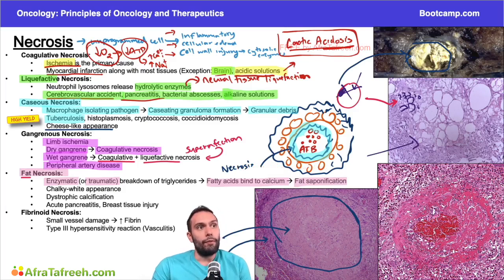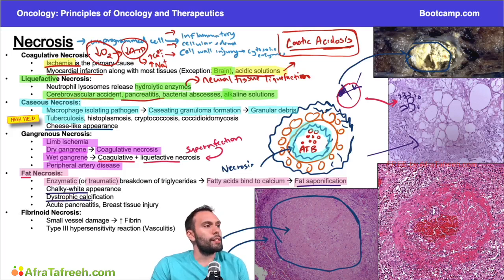And again, if they don't have nuclei, if they're irregularly clustered, if you start to see dark blue staining throughout, that can also be indicative of this fat saponification. Those would be very classic findings. And if we were looking at this on gross pathology, we have a chalky white appearance. Again, a cheese appearance for caseous, a chalky appearance for fat.